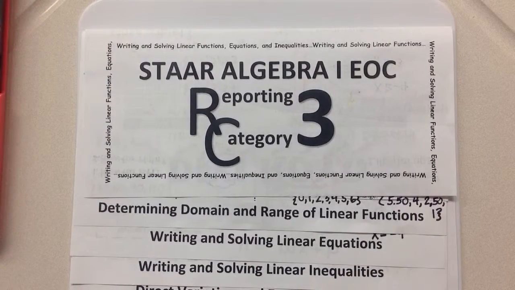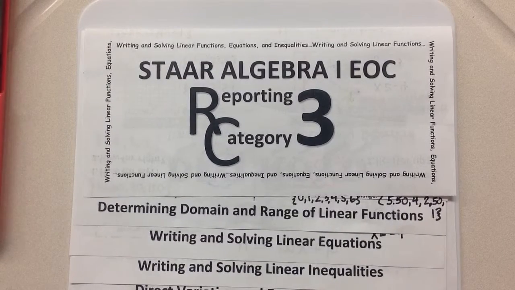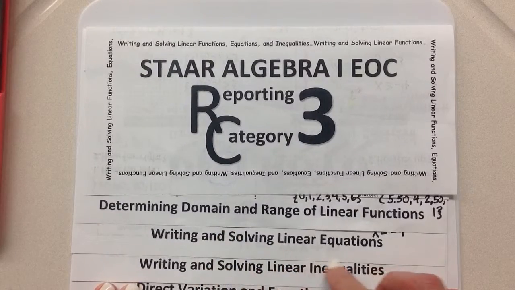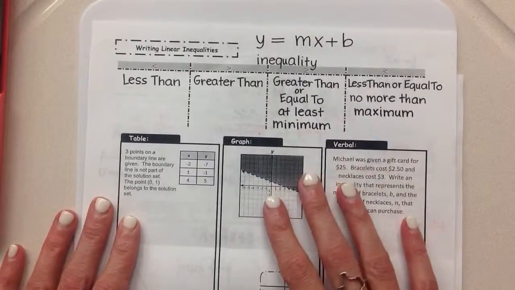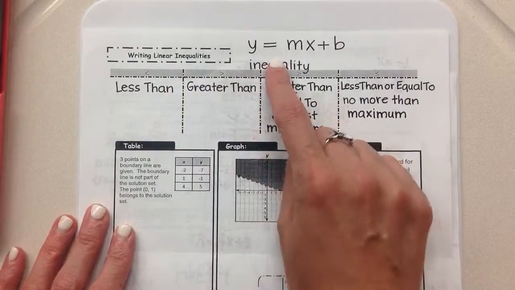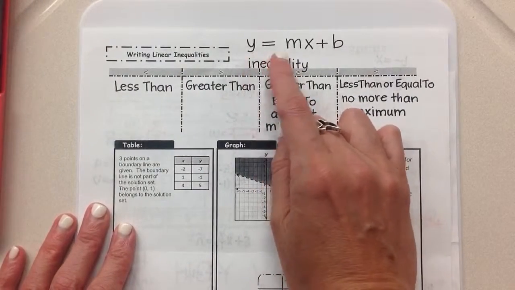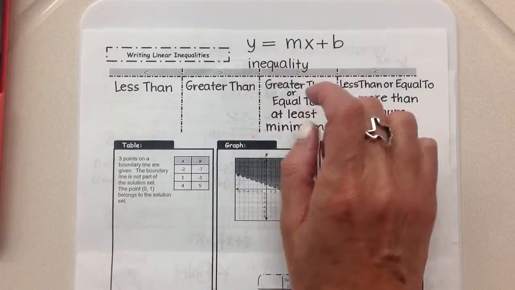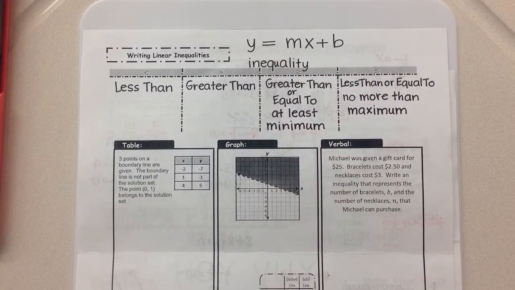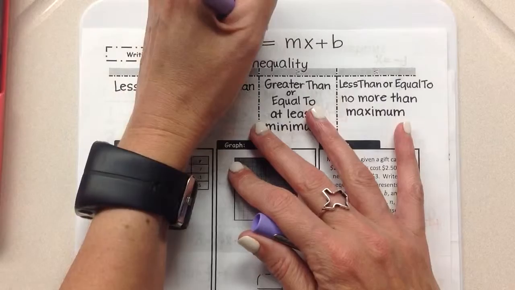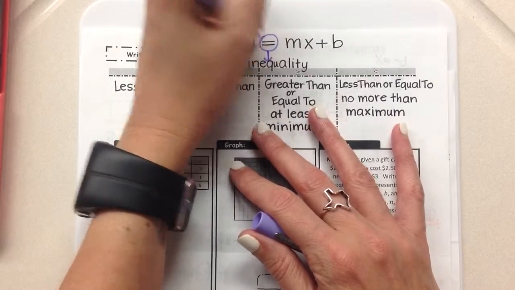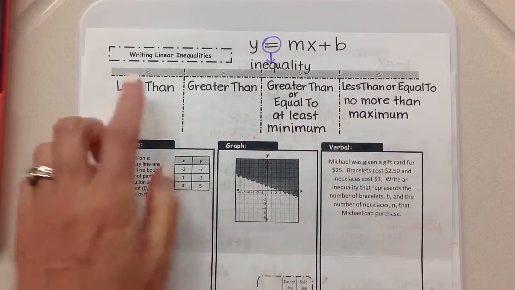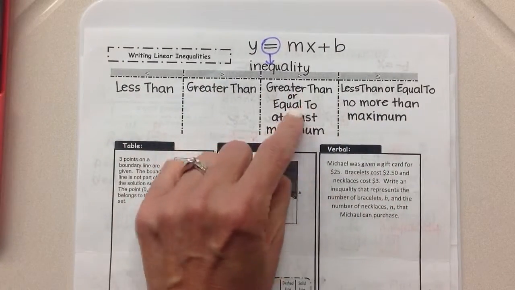Okay, so now we're going to review reporting category number 3, writing and solving linear inequalities. So the first thing we're going to look at is just writing a linear inequality. You are going to be writing it in the y equals mx plus b format, except for the equal sign is going to be replaced by one of your inequality symbols. So you've got your less than, your greater than, you've got your greater than or equal to.